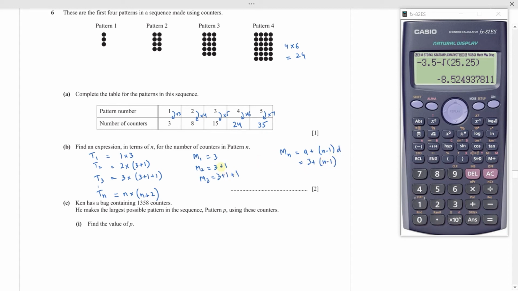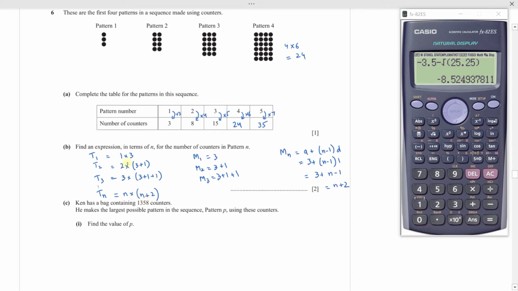Your first term is 3, plus n minus 1 into d, where d is the difference. So what's the difference between two consecutive terms? It is 1. So this will be multiplied by 1. So this will be 3 plus, if I open this bracket, I will simply get n minus 1. Minus 1 plus 3 will be 2. So this will be n plus 2, which is the same that we got here.